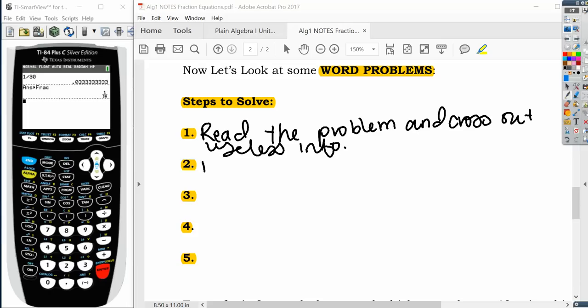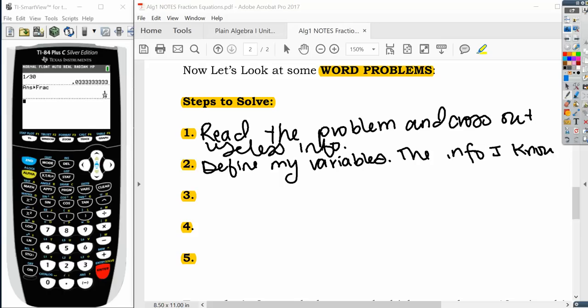Step 2, I'm going to define my variables. And how I define my variables is the info I know nothing about gets X. So the information that I know nothing about is the one that gets the variable.